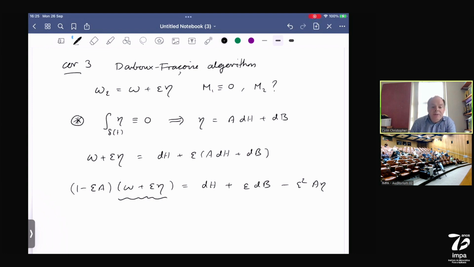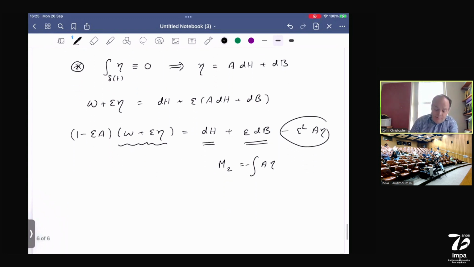So if I'm integrating now along my perturbed system, this thing is exact, this thing is exact, and so this term here will give me the second order perturbation term. So this will give me minus A eta, will give me my second order term for perturbation. In other words, it's also an abelian integral. And that can be iterated to any number of terms.